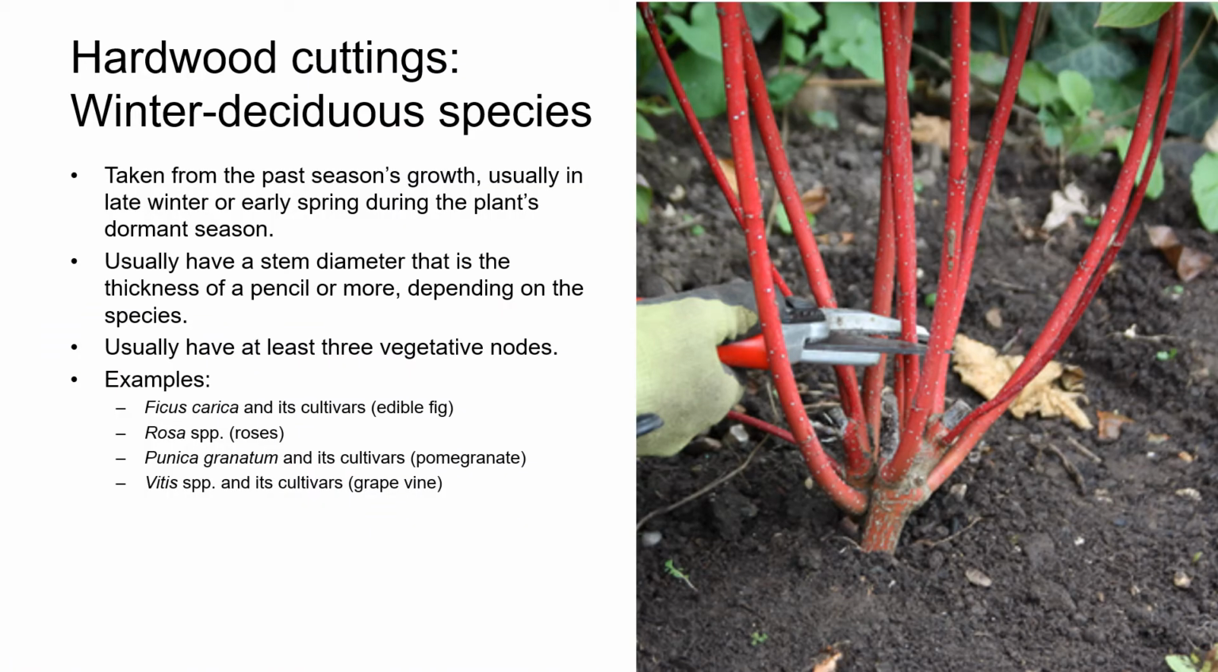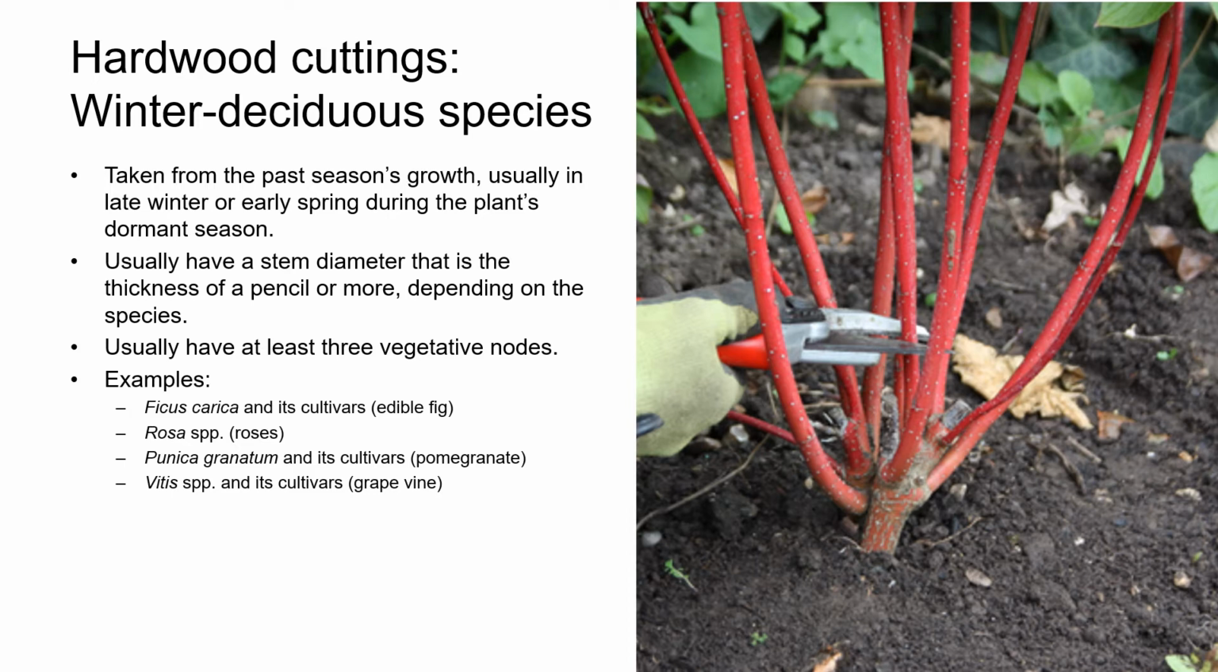Hardwood cuttings can be taken from both winter deciduous species and from narrow-leaved evergreen shrubs and trees. Let's look at the winter deciduous species first. Hardwood cuttings here are taken from the past season's growth, usually from late fall through early spring during the plant's dormant season, when winter deciduous species have dropped their leaves.